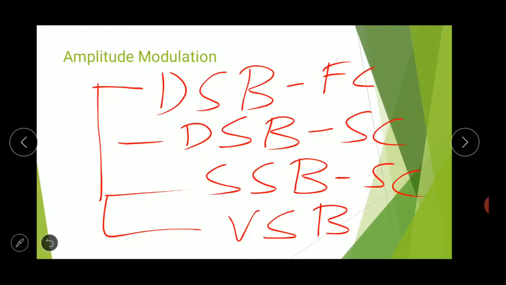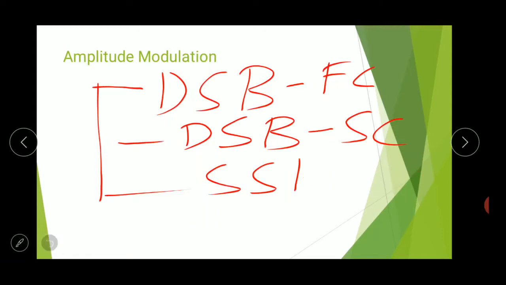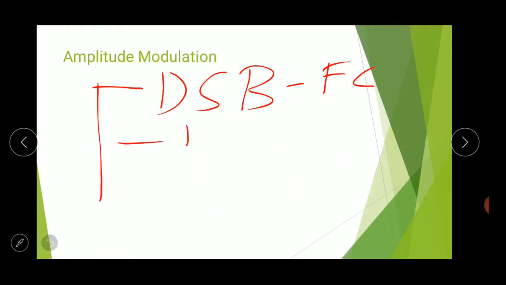So DSB-FC is the conventional amplitude modulation, that is double sideband full carrier, then double sideband suppressed carrier, then single sideband suppressed carrier, and the last one is vestigial sideband. Today we will do the experiment on DSB-SC.